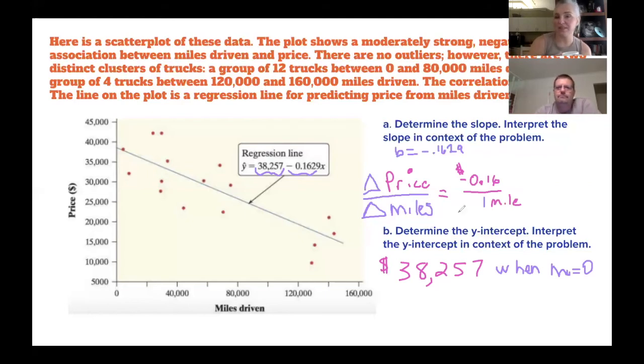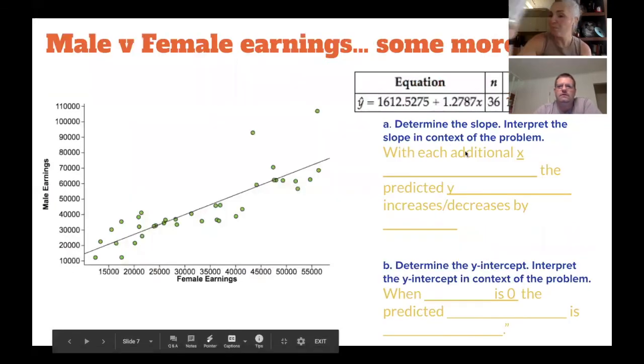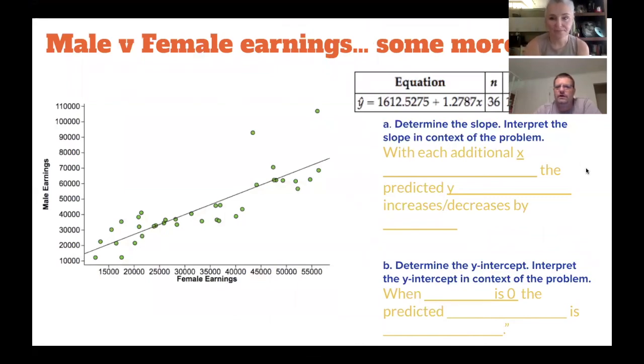So let's put this in the sentence frame. I think the next one, maybe we set it up for that. Here, this is the one we talked about last unit about male and female income. We have the equation 1,600 and so on, plus 1.27x, and so on. The slope was $1.27, or 1.278, whatever, okay? So this is the slope. With each additional x, what are the x values? That's the female income, right? Yep. We're just filling in the blank.